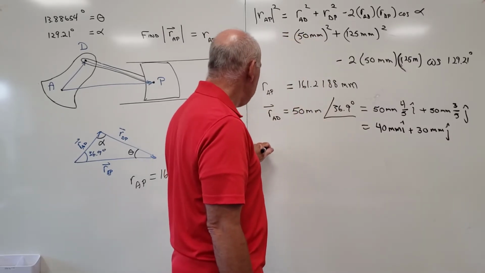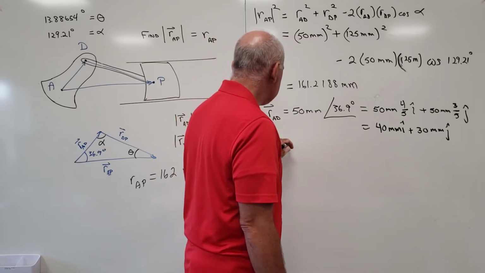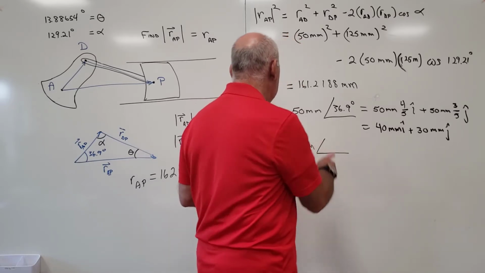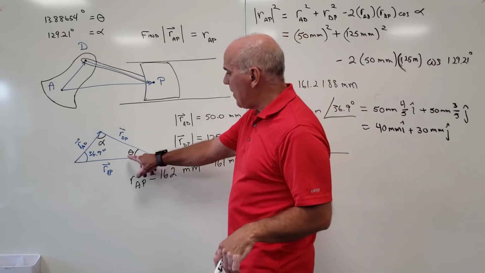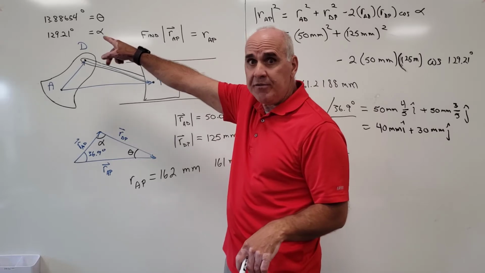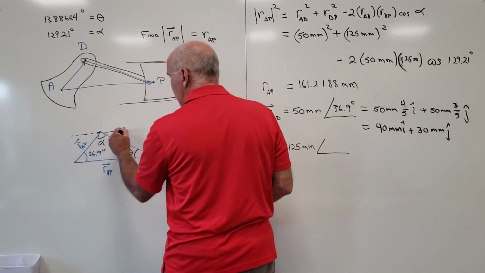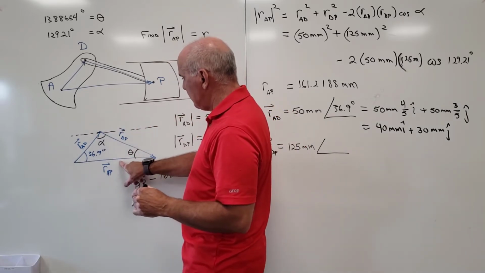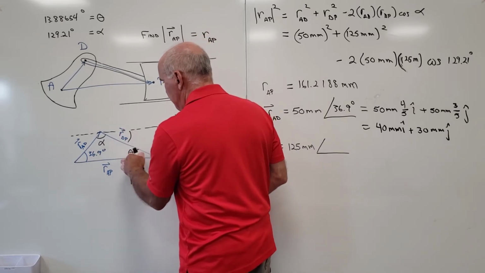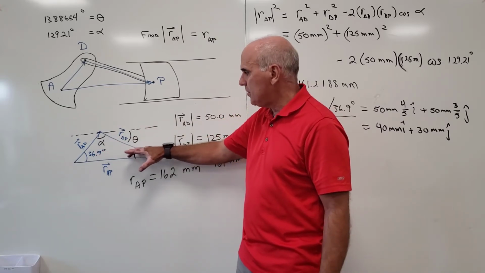Okay, and then RDP, that's 125 millimeters. Now the angle is the interesting thing here. So I know what theta is. Theta is 13.88654. But if I draw a horizontal line here, that means that this and this are parallel. Alternate interior angles are here and here, so this is also theta.